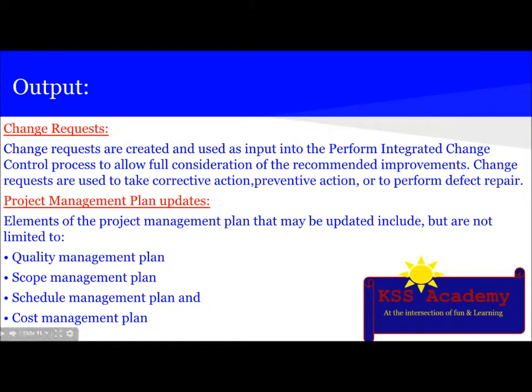The first output is change request. Change requests are created and used as an input to the perform integrated change control process to allow full consideration of the recommended improvements. Change requests are used to take corrective action, preventive action, or to perform defect repair. The next output is project management plan update, and that may include updates to the quality management plan, scope management plan, schedule management plan, and cost management plan.